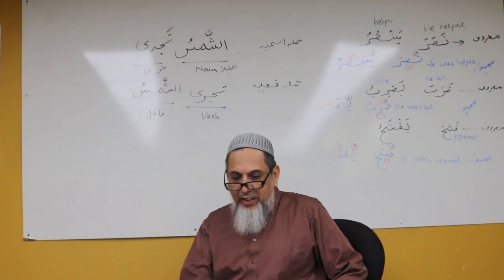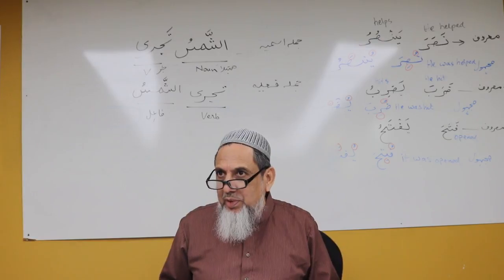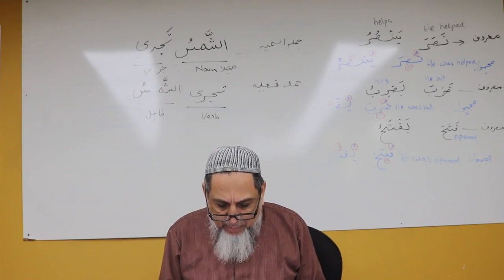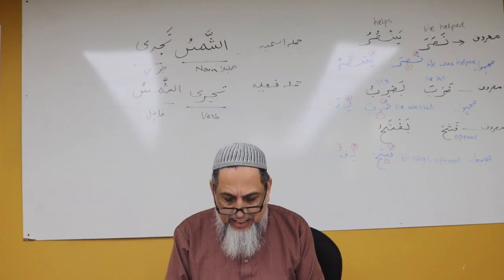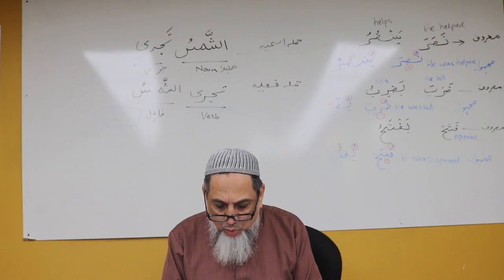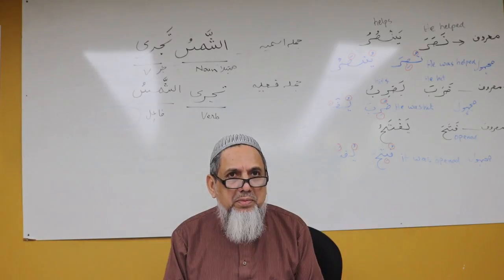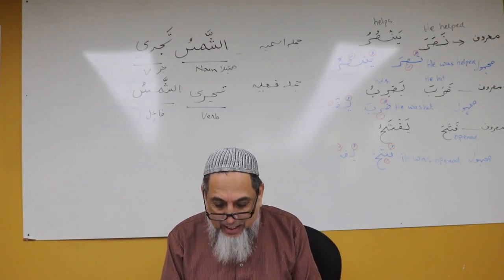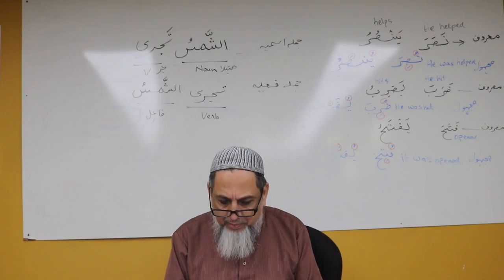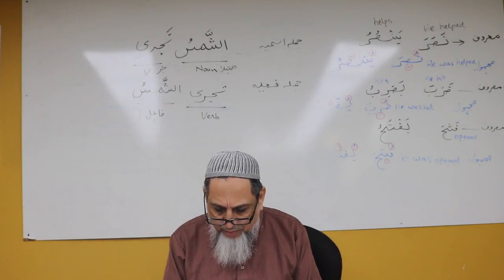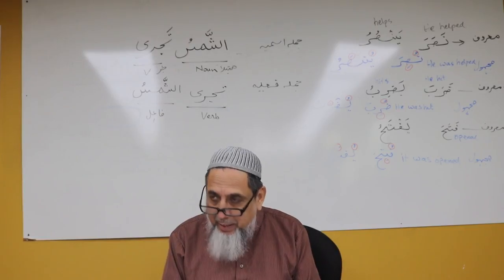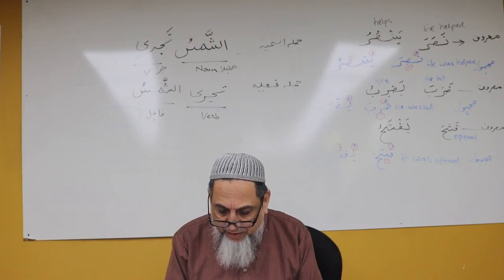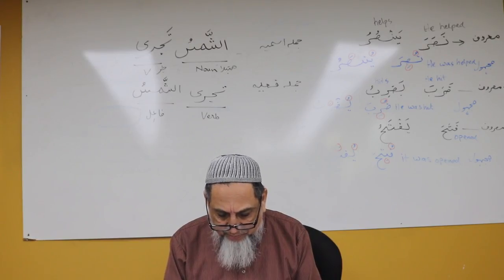Look at the following 2 examples. كتب المعلمون and المعلمون كتبوا. Kataba is a verb. The teachers wrote. Katabal muallimuna. It is a verbal sentence because the verb comes first and the subject after it.